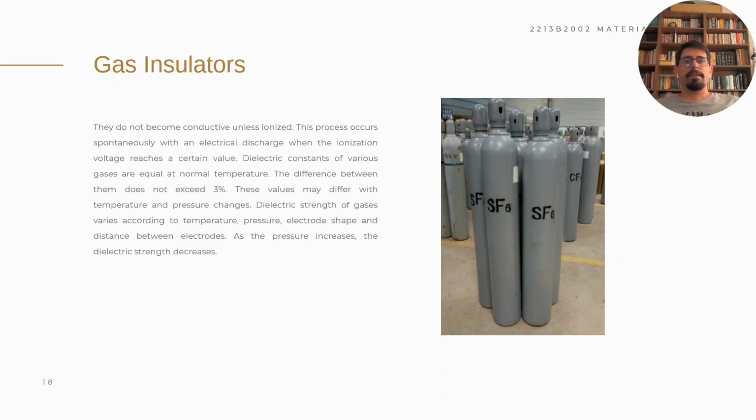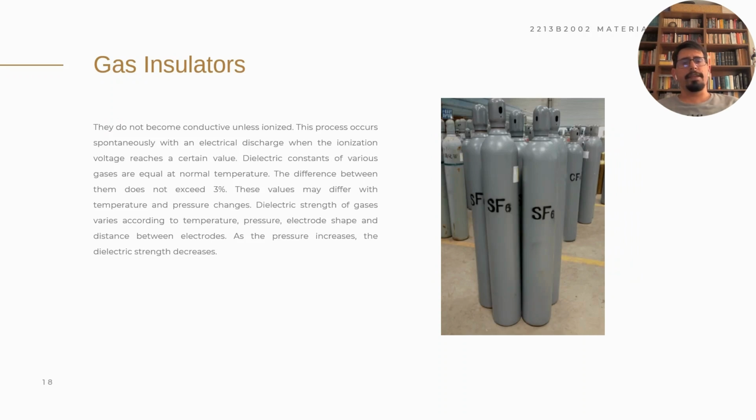Let's take a look at gas insulators. Gases do not conduct electricity unless they are ionized. That means they only become conductive when a certain voltage causes an electrical discharge. This ionization point depends on a few factors like temperature, pressure, or even the shape and distance between electrodes.